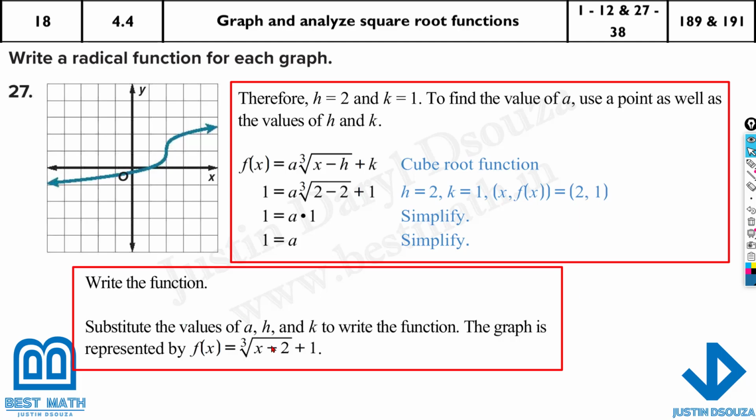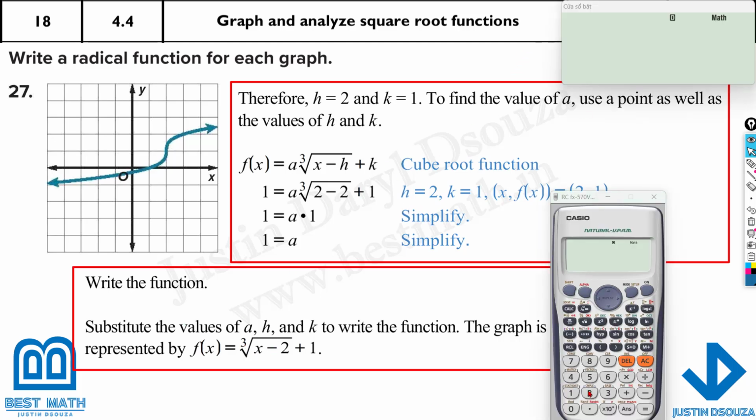If you're getting confused, what you can do is, I'll show you in the calculator. Use your calculator, write this function. This is cube root, so shift and this symbol here, or you can use shift and this and put in the value 3, x minus 2, plus 1. So you go next and then plus 1, it's outside the radical. Now I'll calculate it at say 0. What is the answer? It is negative a quarter.